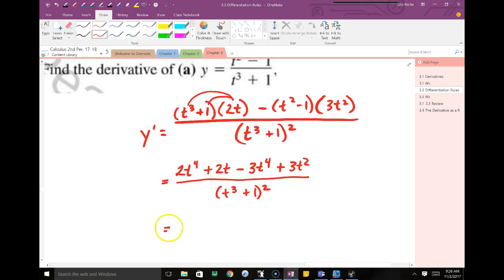Is there anything on the top I can combine as like terms? How many t to the 4th do I now have? I have a 3t squared, and I have a 2t.